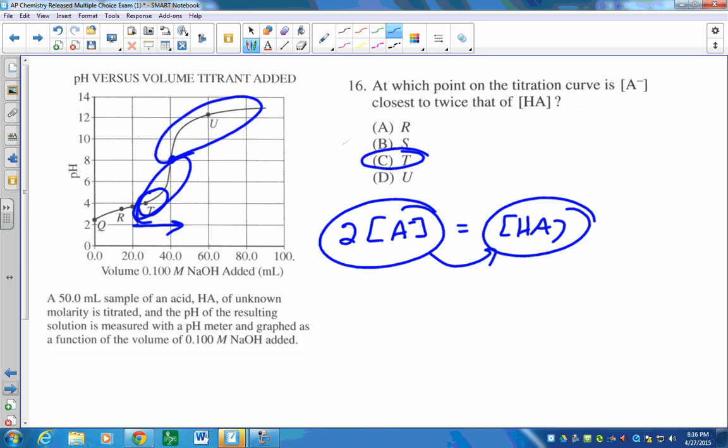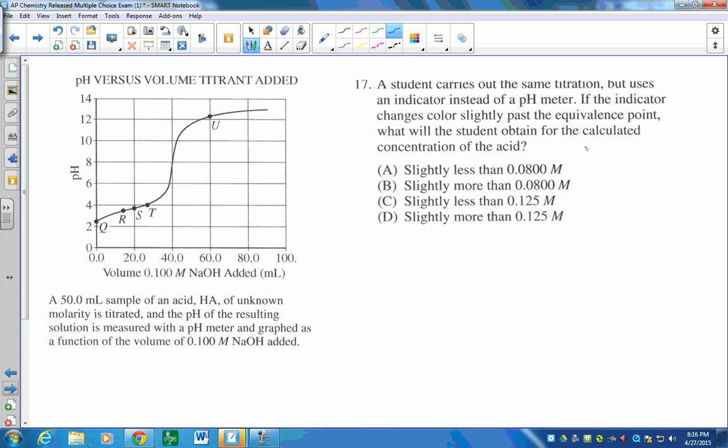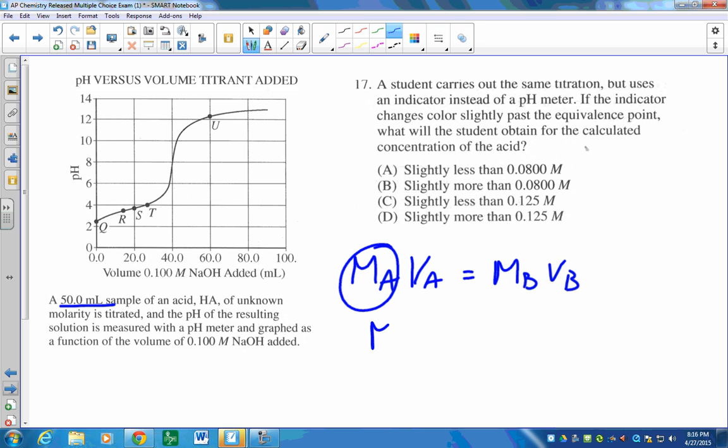Okay, and then 17. Oh my gosh, did I screw this up in class in first hour? So here's the deal. Remember I showed you this MA VA equals MB VB, and let me say it again, this only works if you have 1 to 1 to 1 to 1. And the problem told us, I kept copying it down, you have a 1 to 1 ratio. And so the question is, what is the molarity of the acid? Well, the molarity of the acid using 9th grade algebra is the molarity of the base times the volume of the base over the volume of the acid.